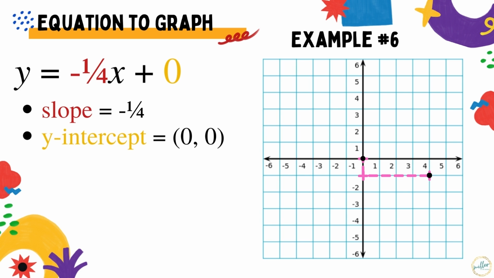It's not a very steep looking slope, but the reason for that is because it's a pretty small number. 1/4 or negative 1/4 is pretty close to 0. The closer the number is to 0, the less steep the slope is going to be. Now that we've put all the points on the graph that we can fit, we can go ahead and draw the line with a straight edge or a ruler. This is what your line should look like.